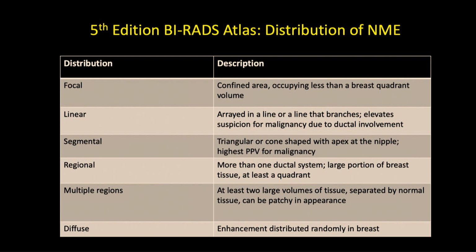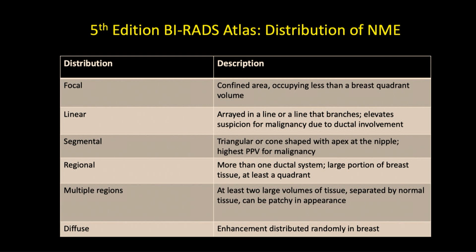Segmental, which has our highest positive predictive value for malignancy, is going to be in a triangular or cone-shaped appearance with the apex towards the nipple. Regional is more than one ductal system. It's going to be at least a quadrant. And multiple regions are two large volumes of tissue, oftentimes separated by normal tissue. This can appear a little more patchy in appearance.